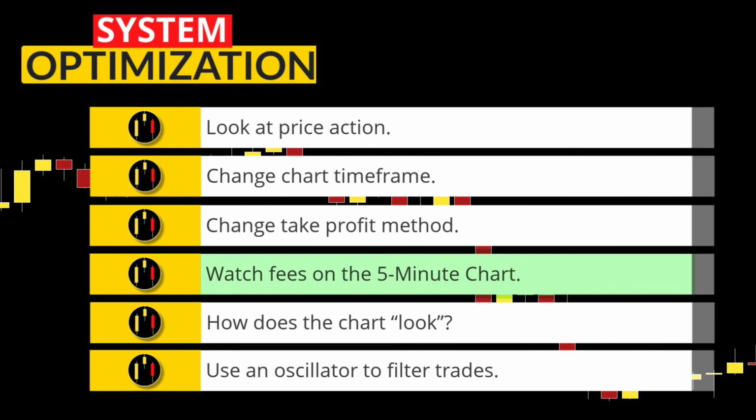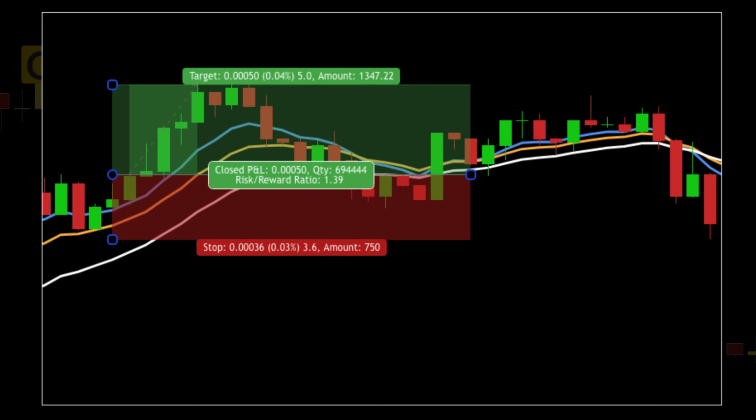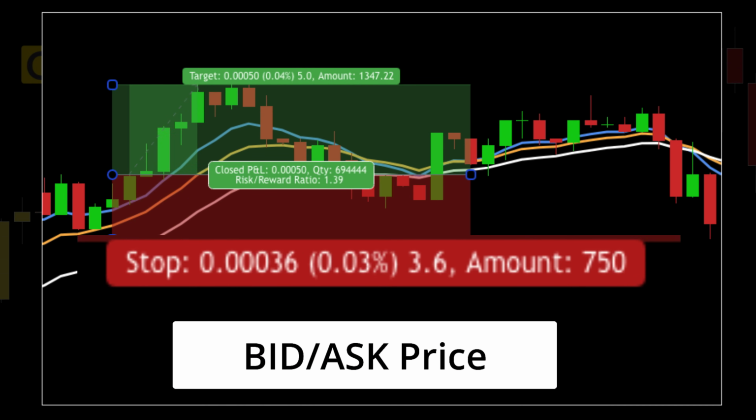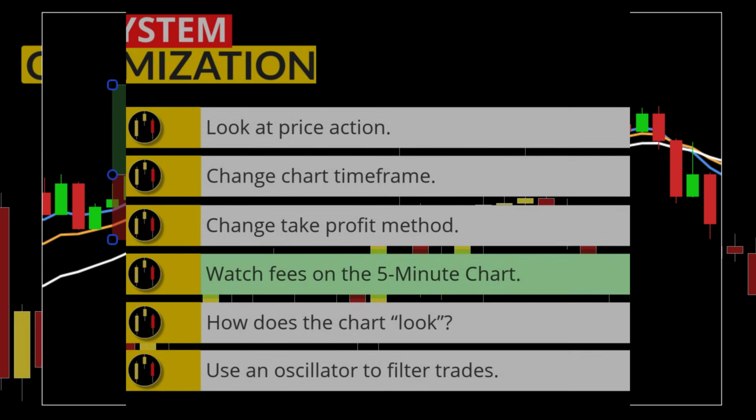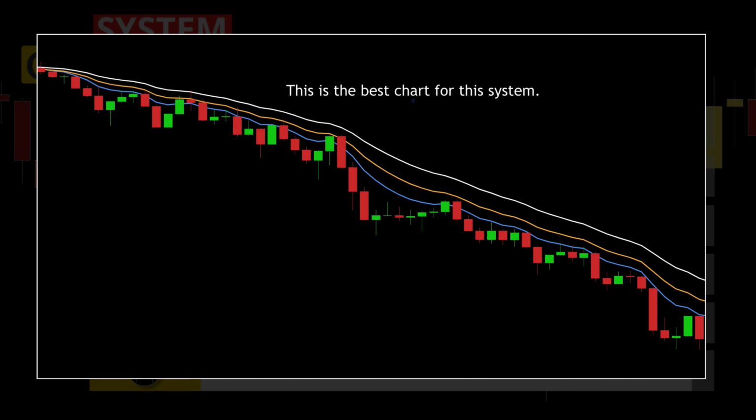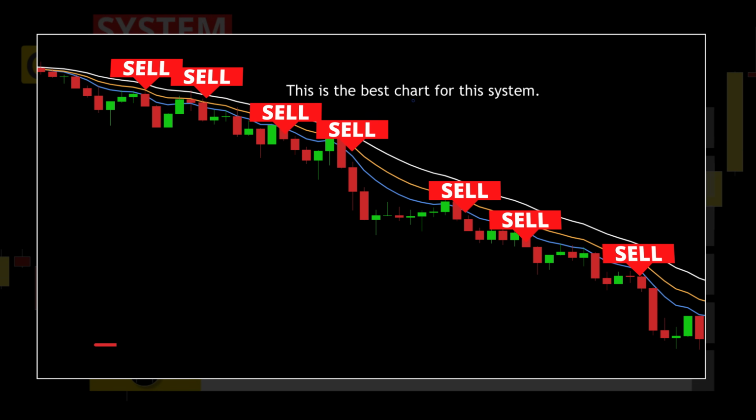Furthermore, when executing trades on the 5-minute chart, you must be cognizant of spreads and fees. This stop loss level would have been triggered on many instruments because it is only 3.6 pips from the stop loss level. Moreover, and from a subjective point of view, as you look at more and more charts, you will learn to recognize certain things.